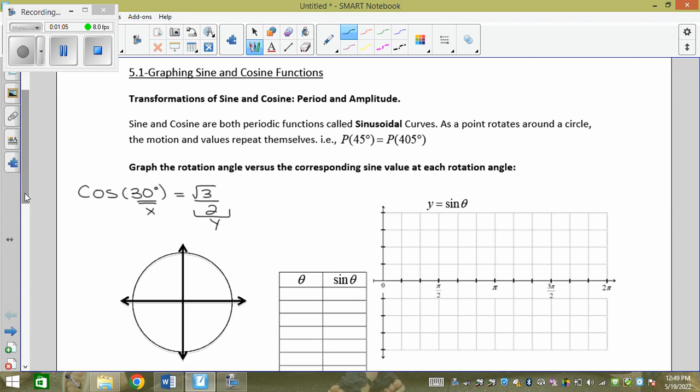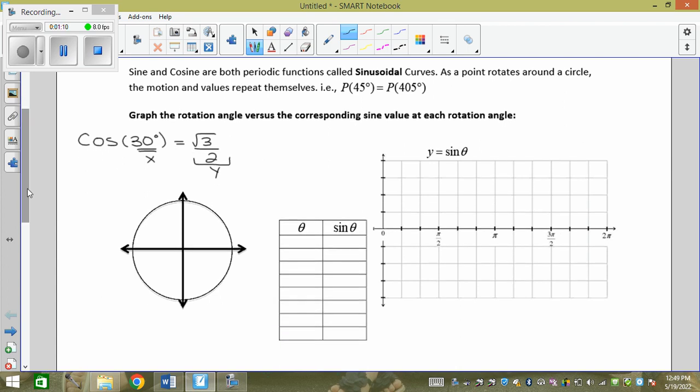Okay, that's for cos. But we're not going to do cos first, we're going to do sine first. So we're going to draw the sine graph first. We're going to start at 0 degrees. I guess 0 radians.